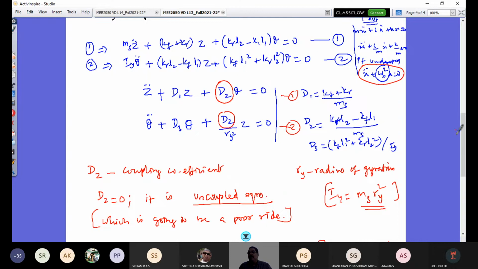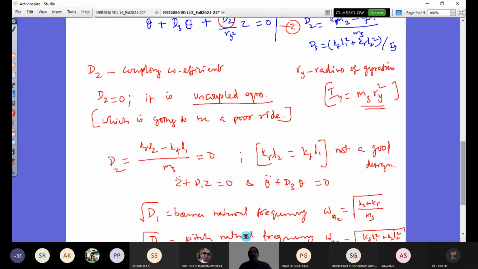That's a question mark. That is not preferred. That is going to result in poor ride condition. That's been proved. Why? Because when they are independent, the force acting at the CG location would cause your bounce, or the moment acting will cause your pitch. So when they are coupled, there can be cancellation of amplitude or reduction in amplitude of both of them. So that is why we prefer they are to be coupled all the time.